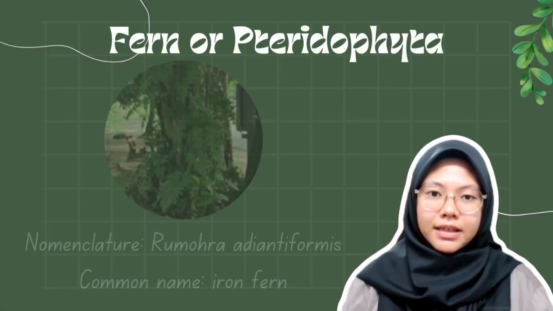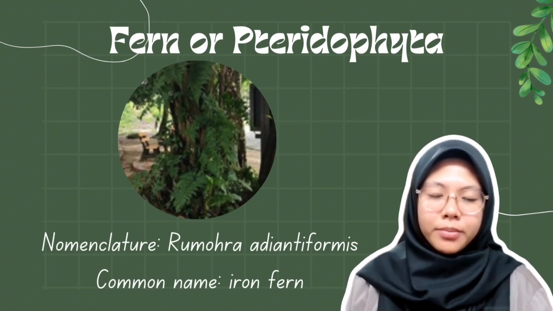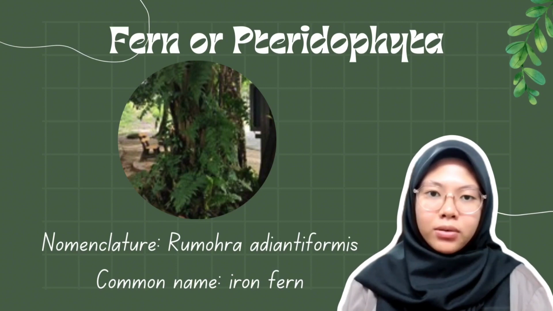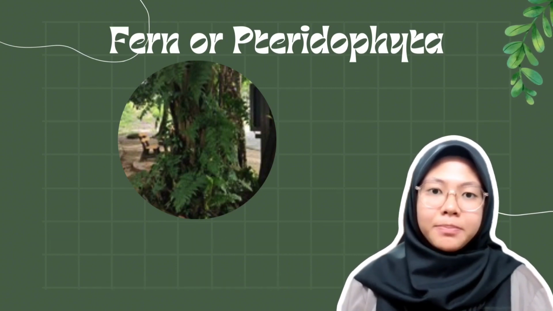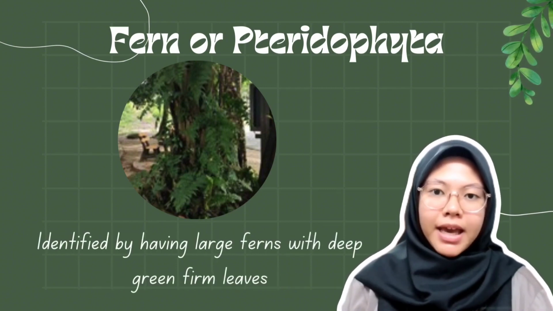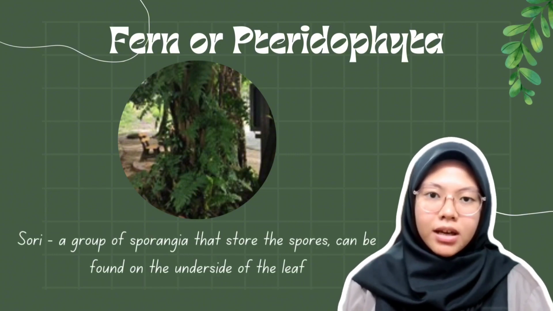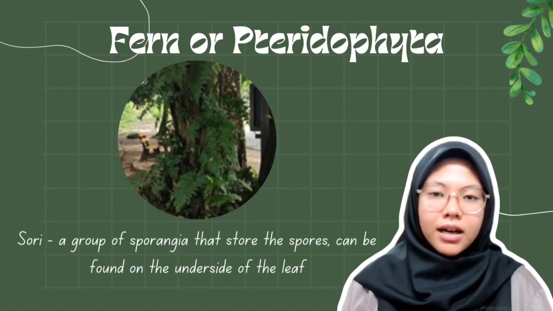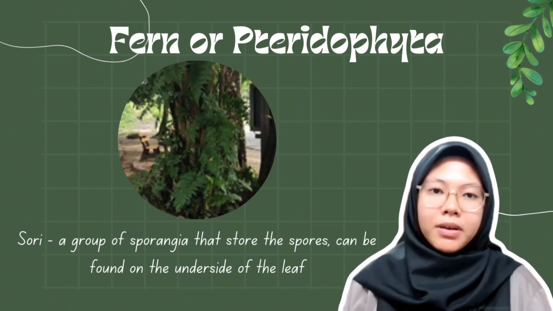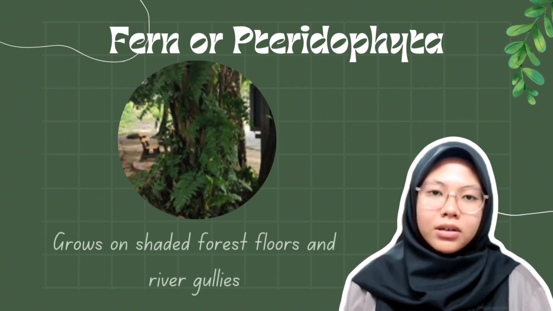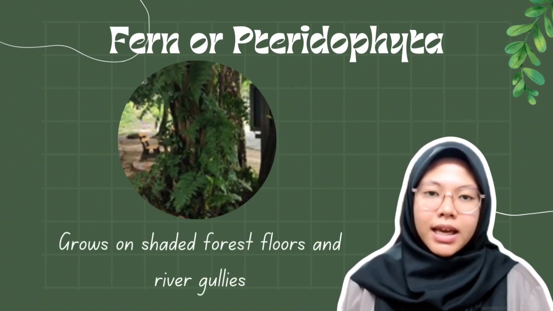The second species is Arachniodes adiantiformis from family Dryopteridaceae, commonly known as iron fern. This species was identified by having large fronds with deep green firm leaves. The sori, which are groups of sporangia that store the spores, can be found on the underside of the leaf. Iron fern commonly grows on shaded forest floors and river gullies.